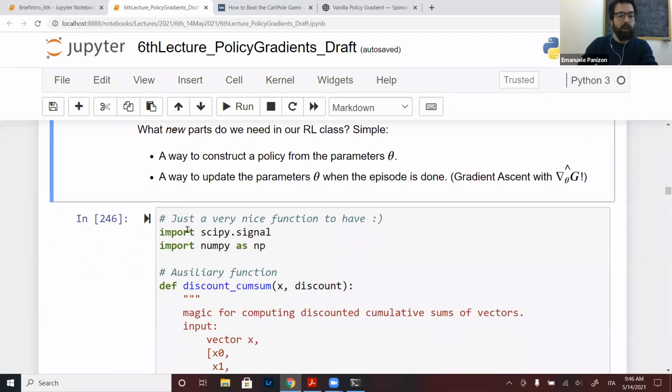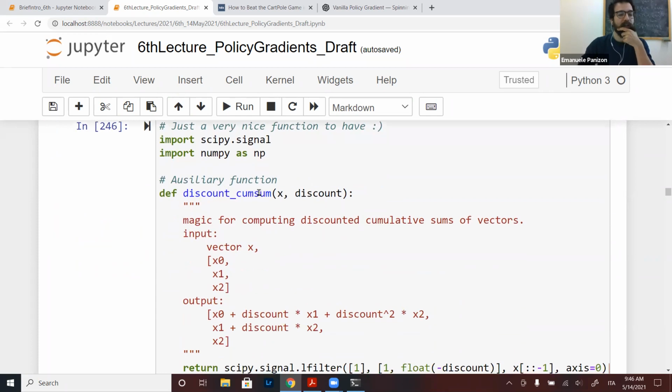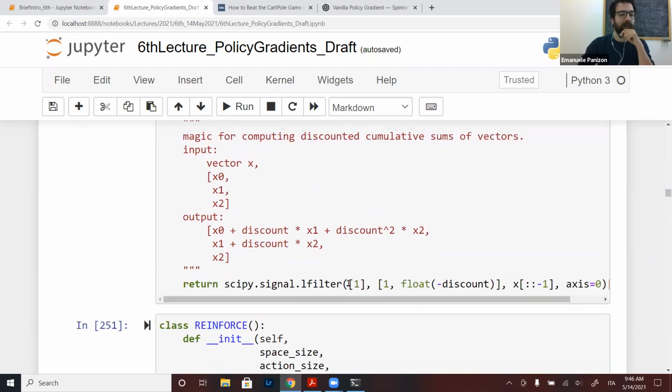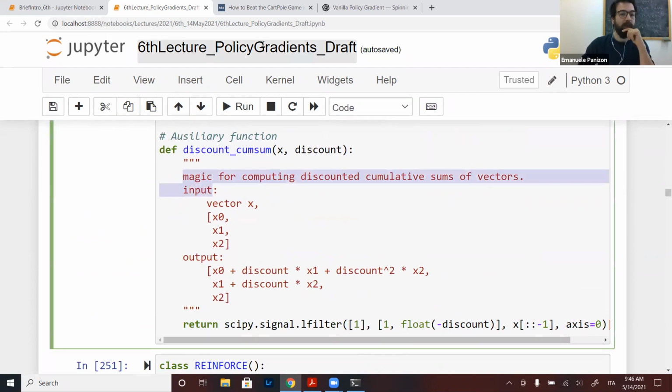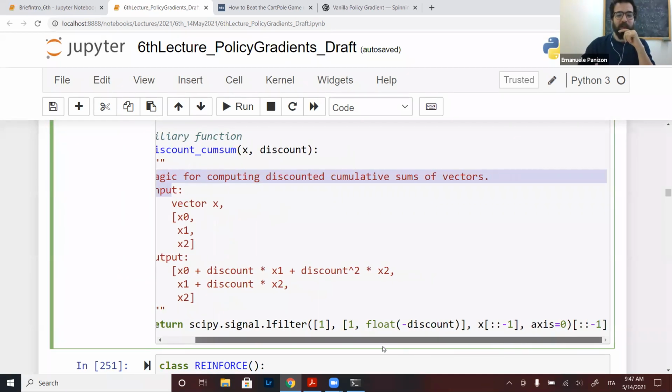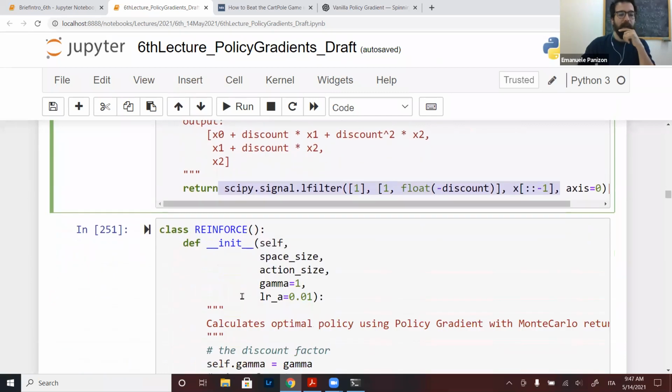So as always, I'm using this auxiliary function which just does this discounted summation, discounted returns, which is fun because I think I took it also from this Spinning Up OpenAI blog, and it was already written. It was written magic computing. I mean, this is a very Python thing. It's in one line. You have no idea what happens, but in the end, you know that it works.